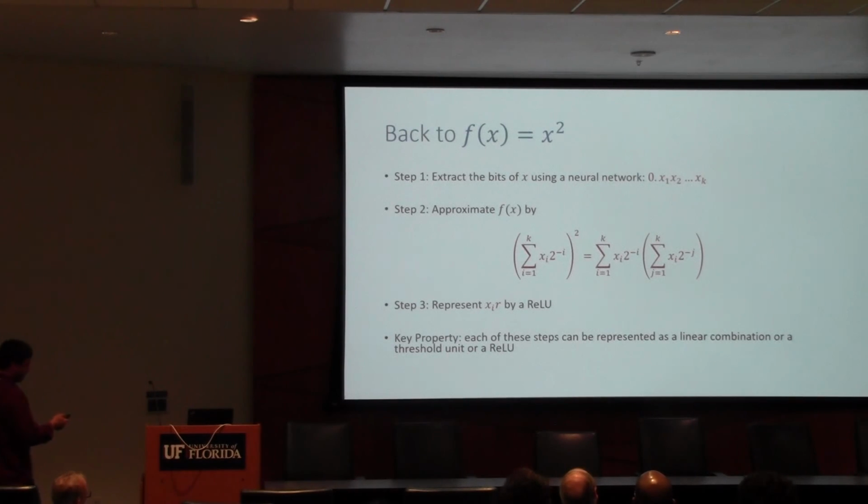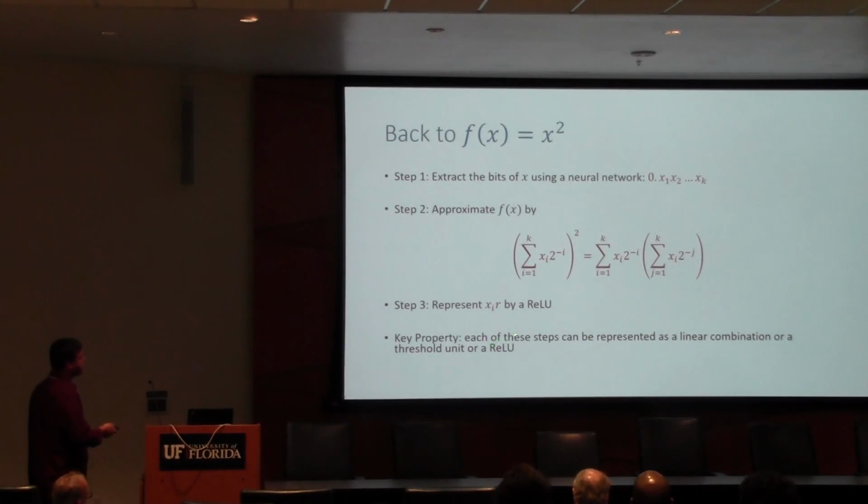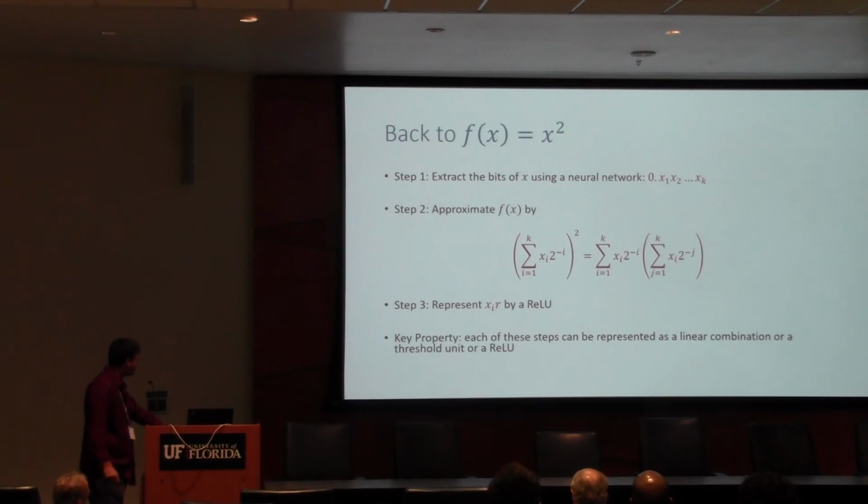So to summarize, to approximate x squared, we first extract the bits of x, multiply them together. That can be represented as a multiplication of a bit by a real number. And the key property is that each of these steps can be represented as a linear combination and using a threshold unit or rectifier linear unit.